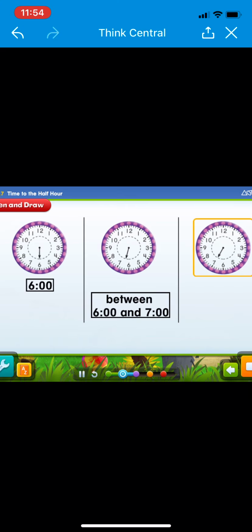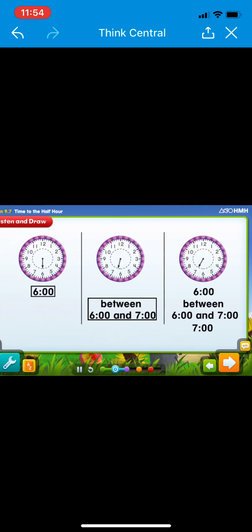Here's one more clock. Look at the hour hand. Which choice best describes the time shown? 6 o'clock. Between 6 o'clock and 7 o'clock. Or 7 o'clock. Click the time shown on the clock. The hour hand points to the 7. So it's 7 o'clock.